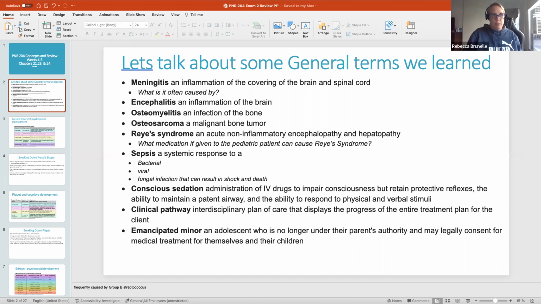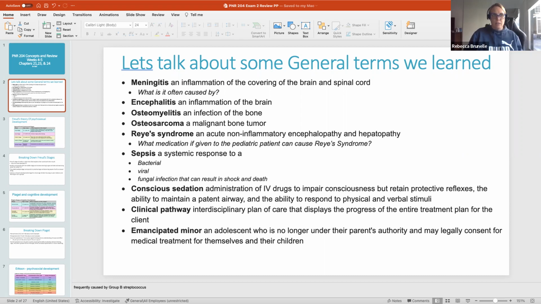Generally speaking, meningitis is inflammation of the membrane that covers the brain and the spinal cord. It's most often caused by bacteria. It can be caused by viruses. It can also be a chemical exposure. Whereas encephalitis is deeper, it's actual inflammation of the brain. I would definitely be able to differentiate between both of those terms and to recognize that meningitis is treated with antibiotics.